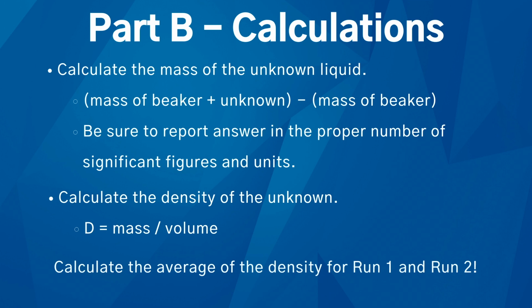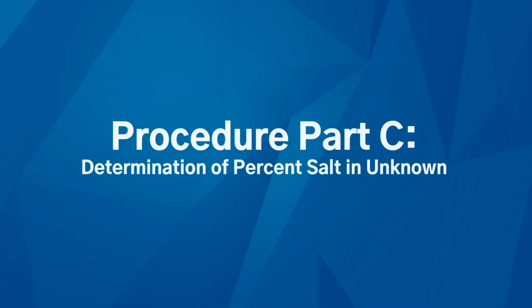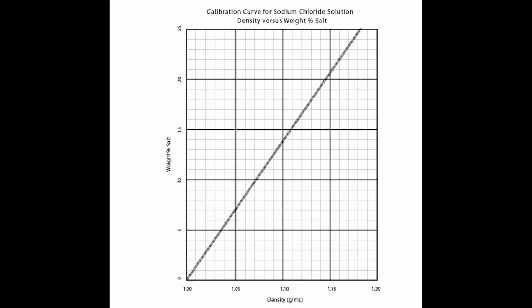You now have all of the data to calculate the density for the unknown liquid. You've done it twice, so those values should be relatively close. Take the average, and now with that density, you can use what is called a calibration curve to determine the weight percent.